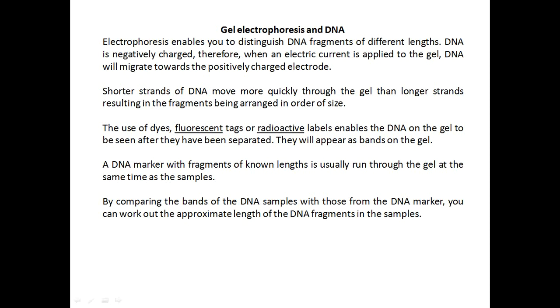Dyes like fluorescent tags or radioactive tags are used to enable the DNA on the gel to be seen after it has been separated. They will appear as bands on the gel. The DNA marker with fragments of known length is usually run through the gel at the same time as the sample. That is, markers are used as a reference, to compare the samples with the actual ones, right? So by comparing the bands of the DNA samples with those from the DNA markers, you can work out the approximate length of the DNA fragments in the sample, right?